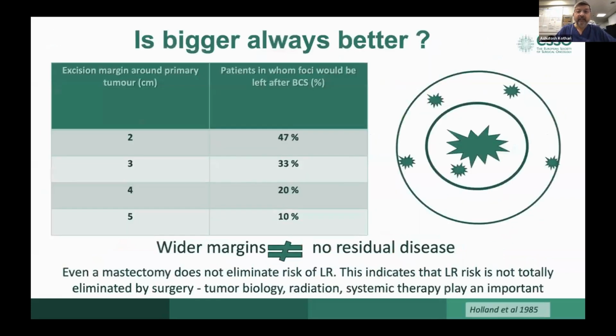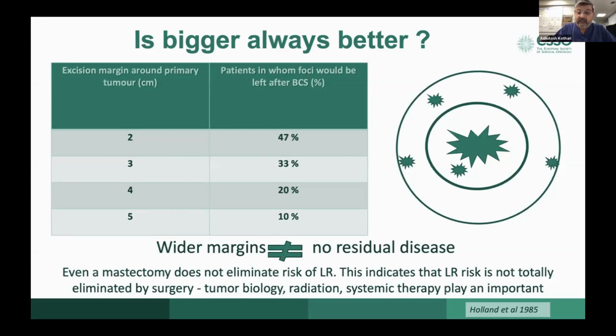This is just to show you a snapshot: when you have a negative margin of 2 centimeters, 47% of patients are left with foci of breast cancer. When you come down to 5%, you still have 10% of patients that will have, and at 5 centimeters, you still have 10% of patients that may have positive tumors. So what this tells us is wider is not always better. The widest wide excision is a mastectomy, but we know that even following a mastectomy, you still have recurrences.